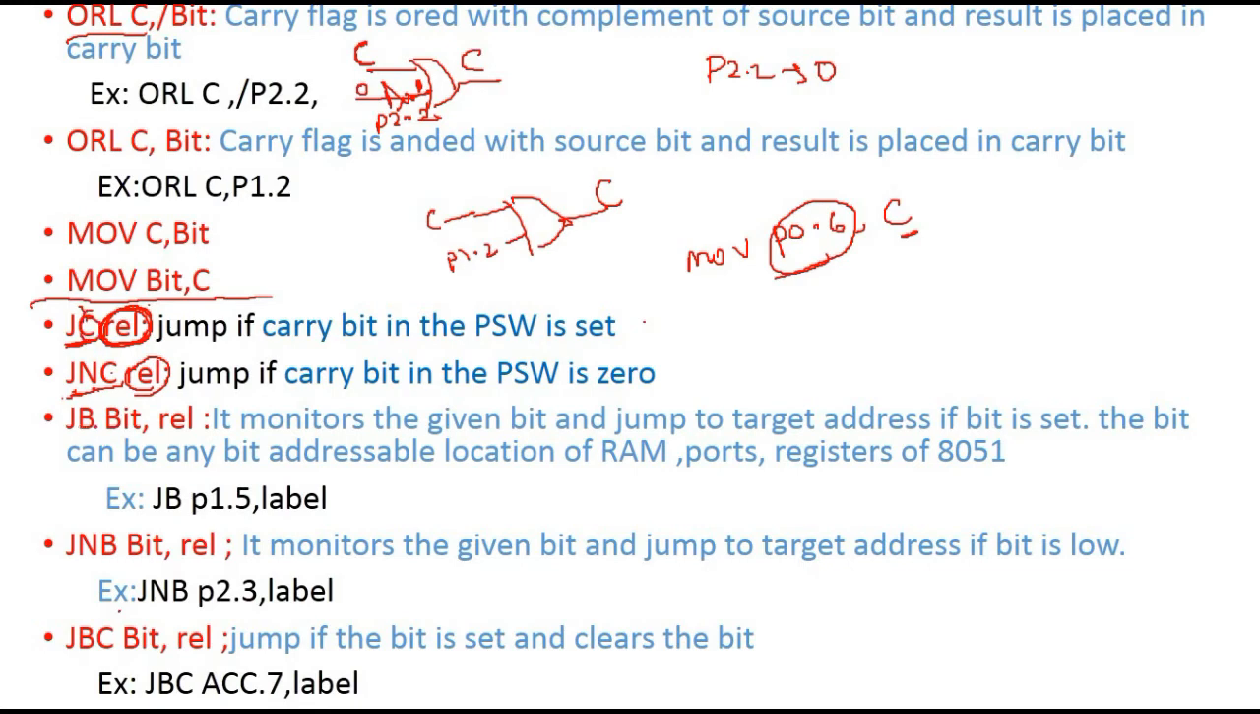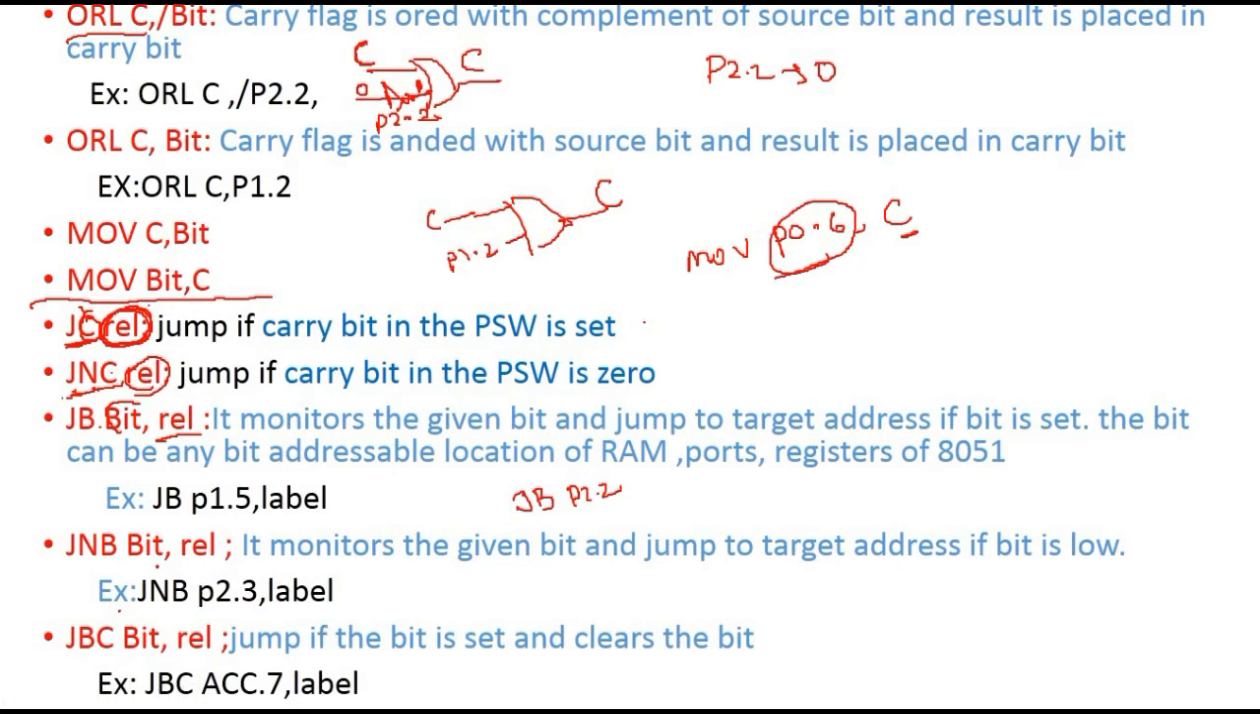Then we have JB, jump if bit. If the particular bit is set, then we should move to this relative address. It monitors the given bit and jumps to the target address if the bit is set. The bit can be any bit-addressable location of the RAM, ports or registers. One more thing: these instructions are mainly used in timer programs. For example, you can say JB P2.2.